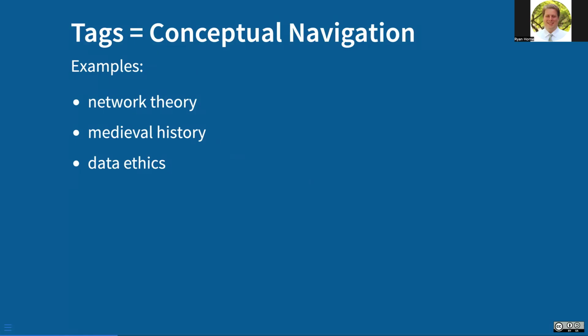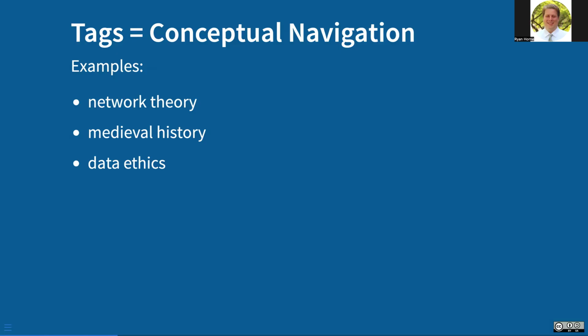Now, let's start off with the idea of tags. Tags are how you conceptually navigate your collection. So examples, I might have a tag on network theory, medieval history, data ethics, perhaps on workshops. And that's how I want, basically, however I'm thinking about my research project is a tag that I want to add to my files and my sources so I can access them easier, so I can find them.